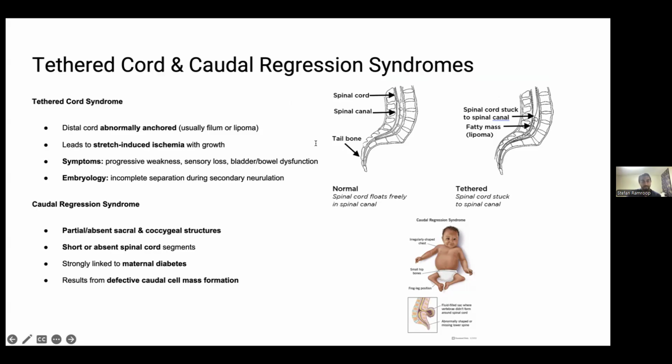Secondly, you have caudal regression syndrome, which arises when the caudal cell mass fails to form properly during secondary neurulation. The lower sacral and coccygeal vertebrae are absent or rudimentary, and the distal spinal cord may be truncated or missing entirely. This is often linked to conditions such as maternal diabetes, and it can have varying severity from isolated sacral agenesis to a complete lumbosacral absence.